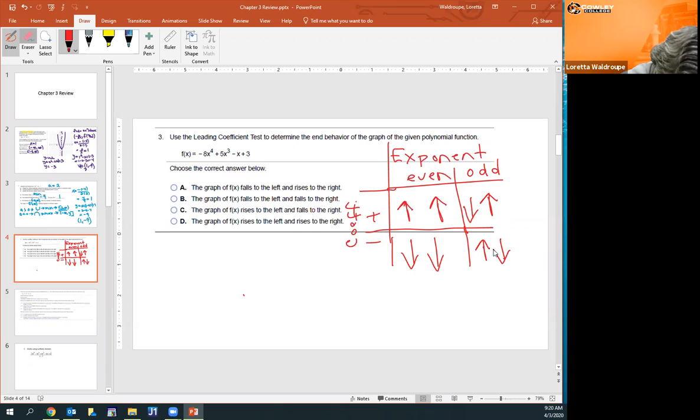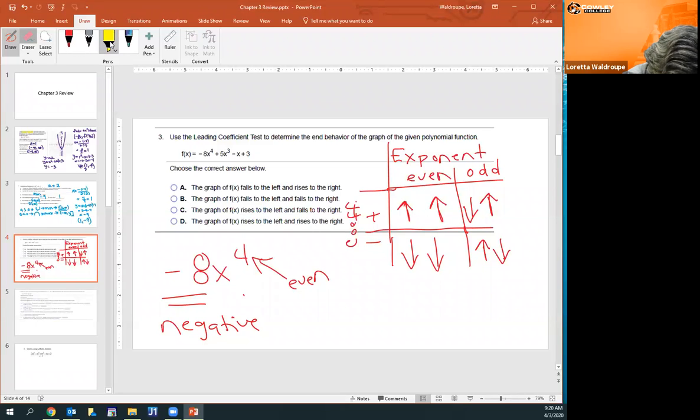So if I look at my term with the highest power, my exponent is even, my coefficient is negative. So even and negative is down there in that square. So that means it falls to the left and falls to the right.